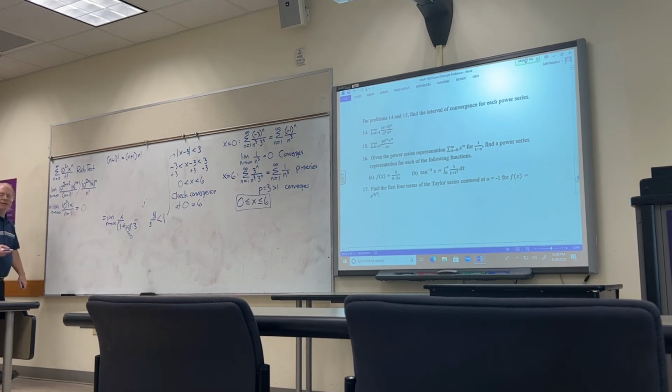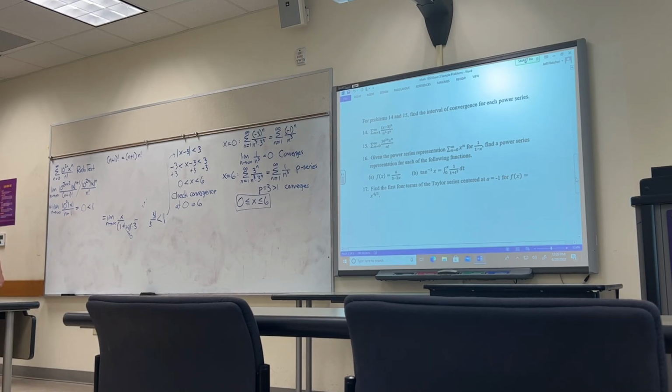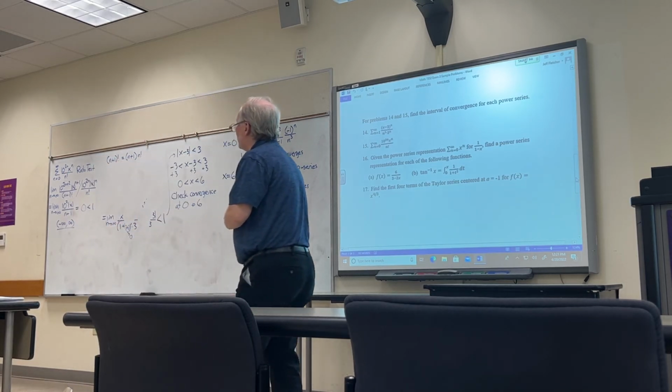All right, so what does this tell us? 0 is less than 1, so it converges. For what values of x? Since we get this limit no matter what x is, the interval of convergence is all real numbers, from negative infinity to infinity. No matter what value you plug in, it converges.